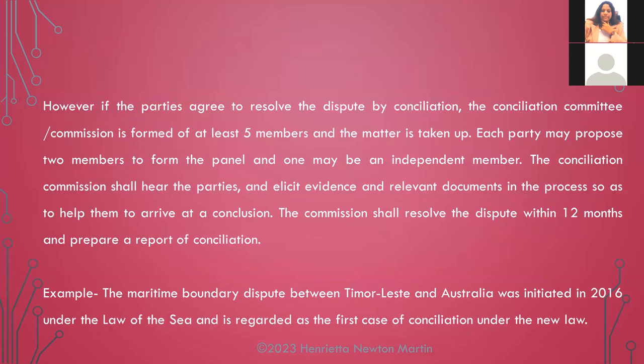However, if the parties agree to resolve the dispute by conciliation, the conciliation committee, that is a commission formed of at least 5 members, takes up the matter. And each party may propose 2 members to form the panel, and one may be an independent member. The conciliation commission shall hear the parties and elicit evidence. That means it may extract evidence or ask the parties to submit certain relevant documents, whatever documents that you have, and put forth your arguments and your evidence in the process so as to help the conciliators arrive at a particular decision or a conclusion.